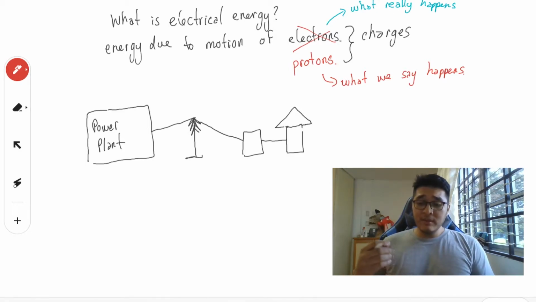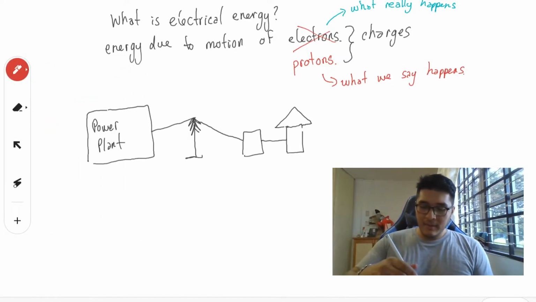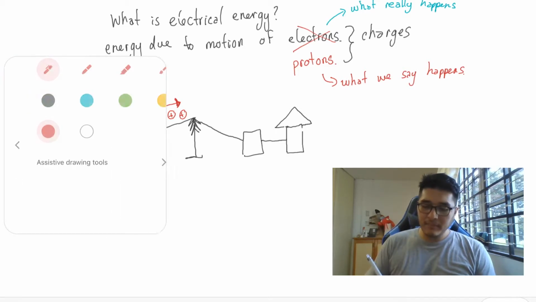So it turns out that this motion of charges is what we're going to be defining as our electrical energy, and another way of saying it is just electricity. So if we look at our wire, we can represent the protons, and the protons are the ones that are moving, and they're moving to the right.